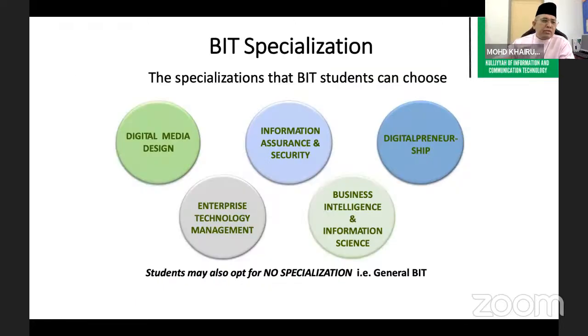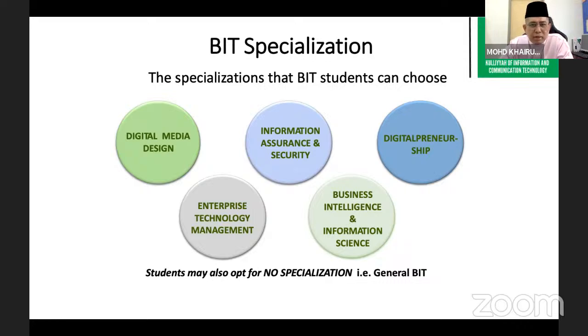All right, in terms of BIT specializations, we have seven courses that you must complete. Altogether it is 21 credit hours. One course is about 3 credit hours. So altogether there are seven courses that you need to complete.